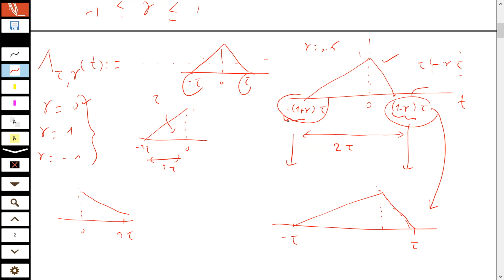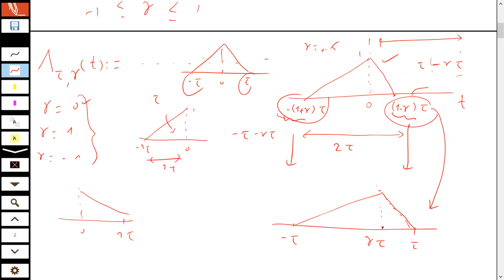And similarly, what happens here if you expand this? Minus 1 times tau minus gamma times tau. So you have to add gamma times tau to this as well. So basically what you're doing, you are moving this whole graph to the right. You're applying a shift right. So when you shift this to the right, 0 will become gamma times tau. This 1 minus gamma times tau will become tau, and minus 1 plus gamma times tau will become minus tau.